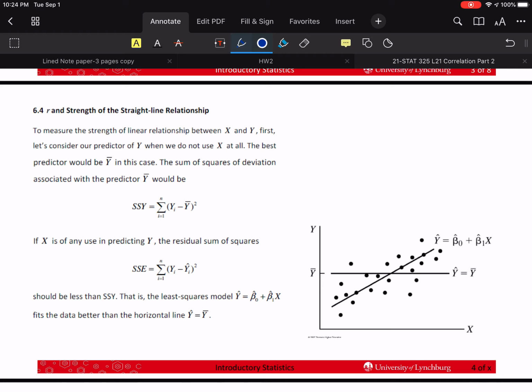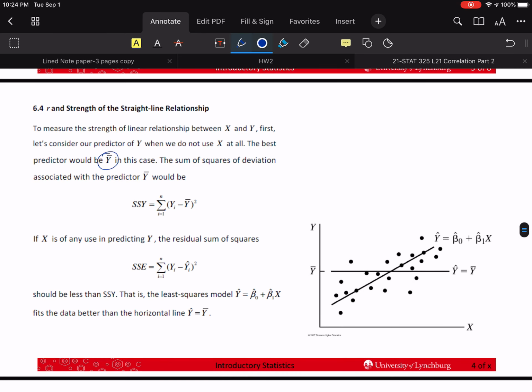So to measure the strength of the relationship between X and Y, let's think of our predictor of Y when we don't use X at all. Not using X, we're just thinking about Y by itself. So if we're just looking at Y by itself, the best predictor of Y is Y bar. And there's actually a proof of this theorem in advanced inference classes that can show that it's the best estimator of the mean. And that's talking about the amount of variation in the estimate. So it really is the best estimator we can find.